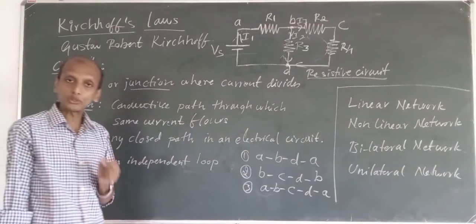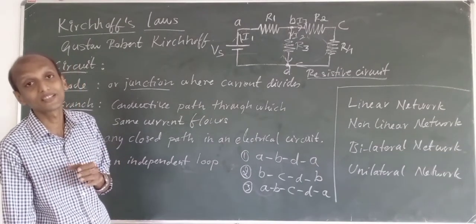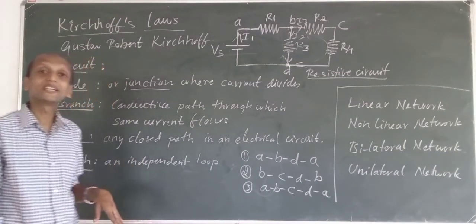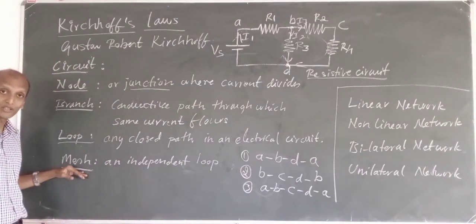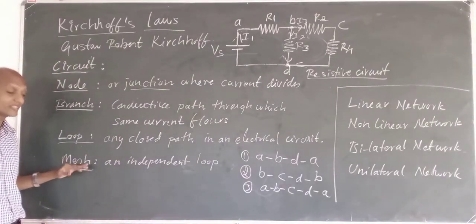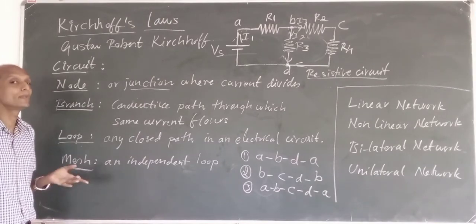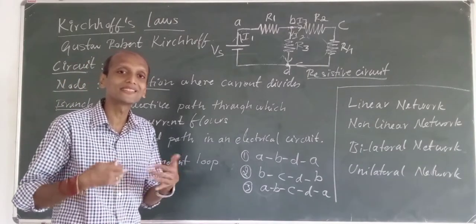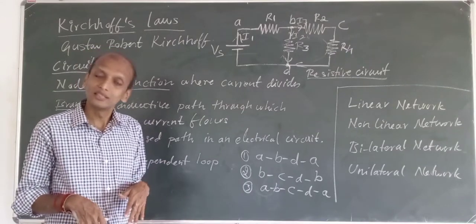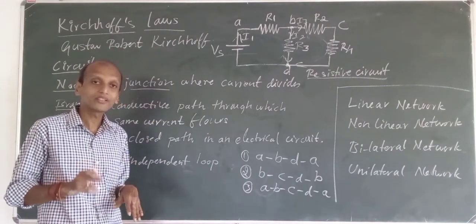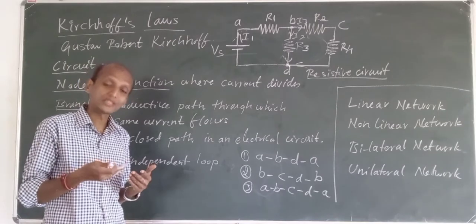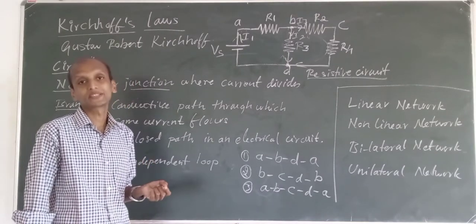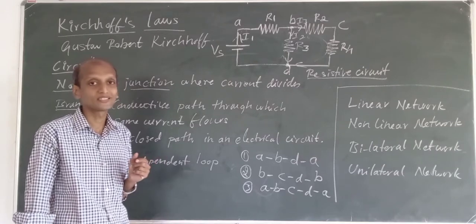So a mesh is also a loop, but the different thing is that it is an independent loop. We call it a mesh. Mesh is a loop, but it is an independent loop. Independent in the sense that it is a loop which does not comprise any other loops within it. Understood? Okay. So a loop which has no loop within it is called a mesh, or an independent loop, you can say.